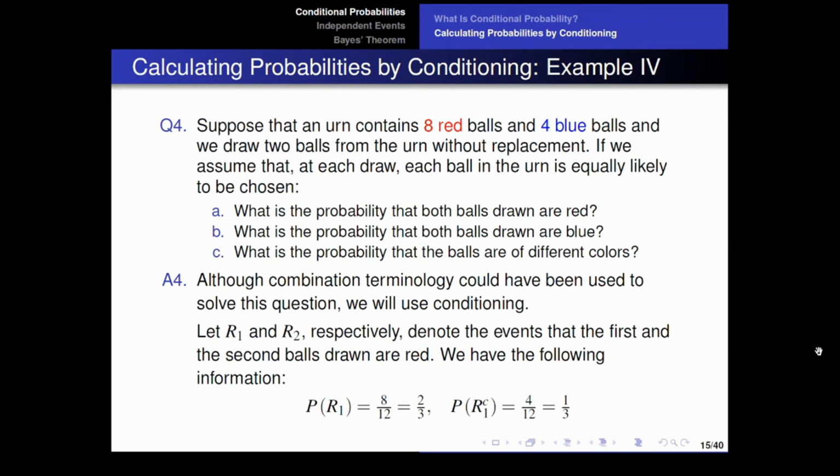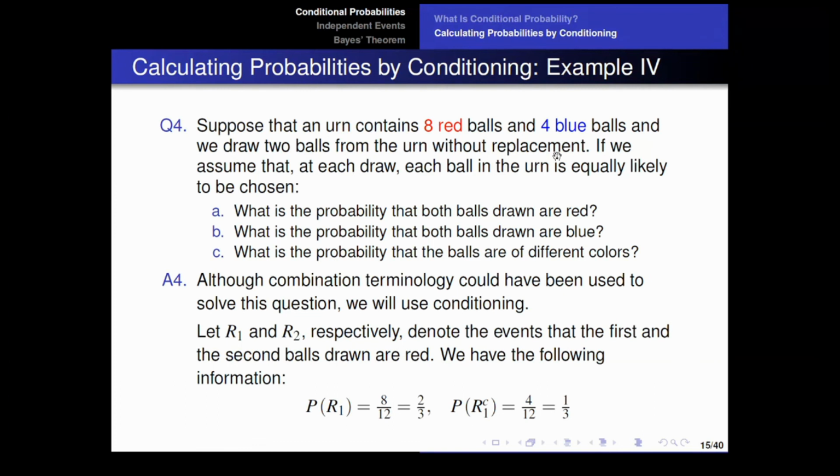Let's move forward. Let's solve another question. It says, suppose that an urn contains 8 red balls and 4 blue balls. So the urn contains 8 red balls and 4 blue balls, and we draw 2 balls from the urn without replacement. So do not forget about this statement.